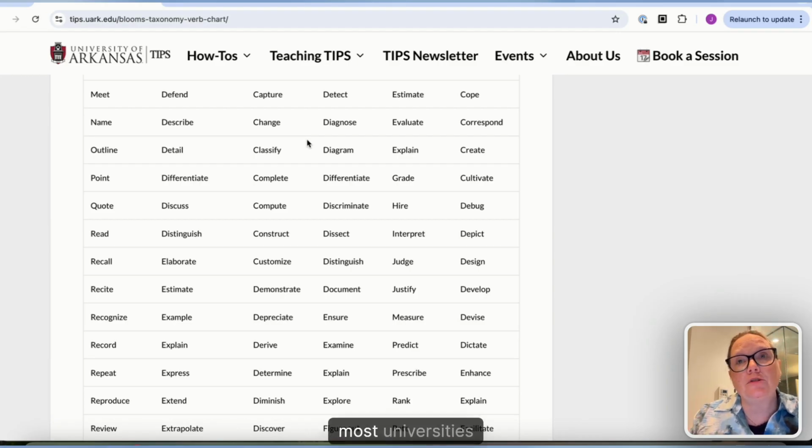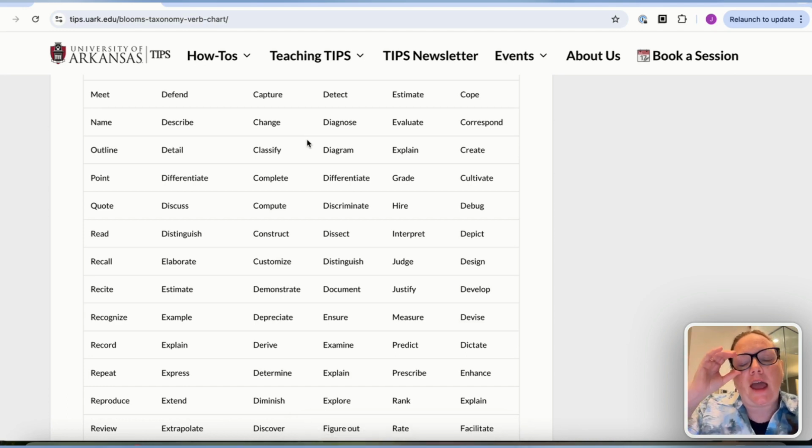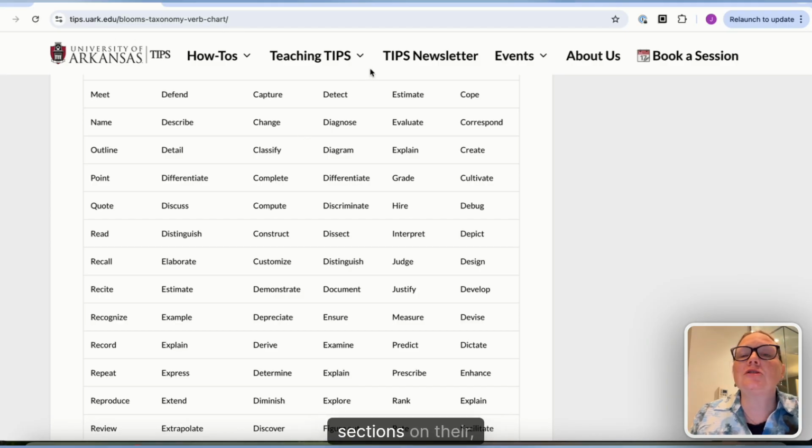Again, most universities have something like this, or most American universities have these kinds of sections on their website for faculty on teaching tips and that sort of thing. So you can Google and find even more lists.